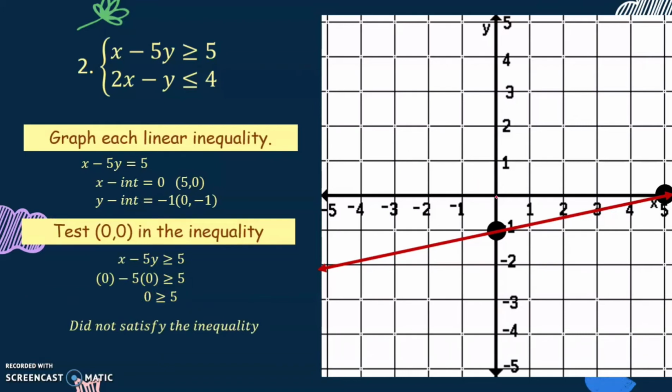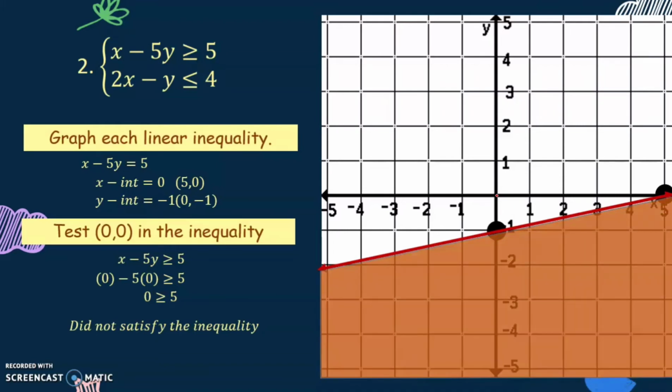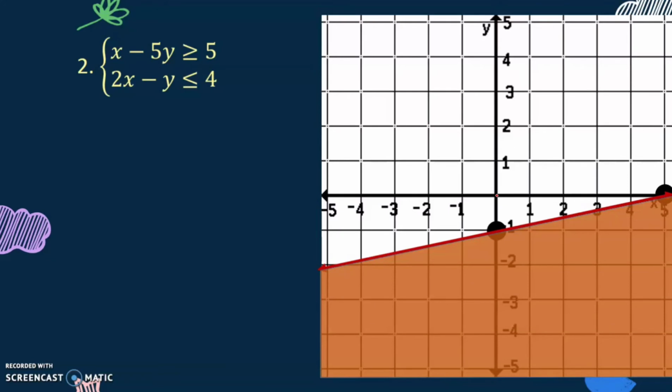So if this is the test point, then we have to shade the region of the other side of the boundary line that doesn't contain the test point. So this is the graph of the first inequality. Now let's graph the second inequality.